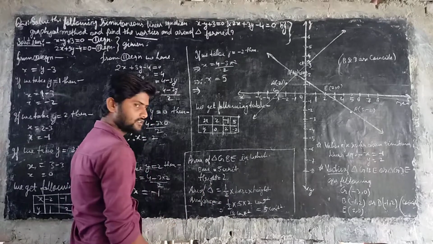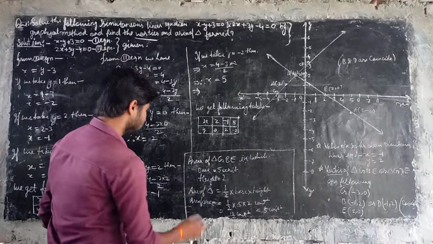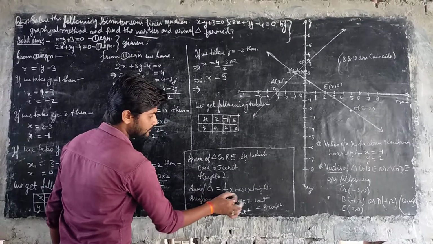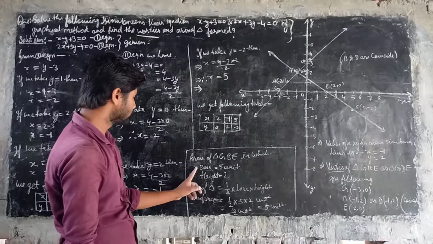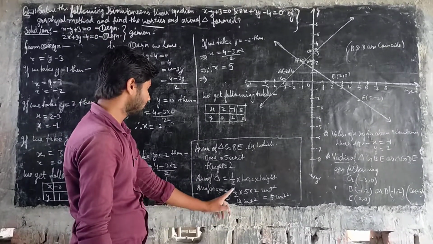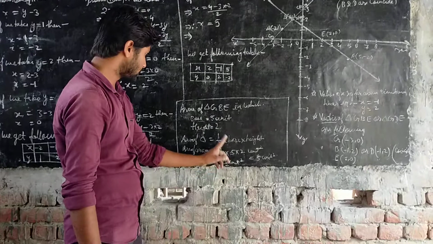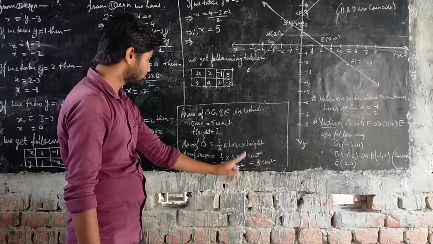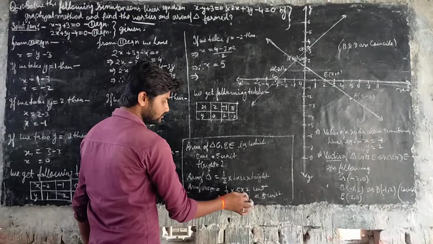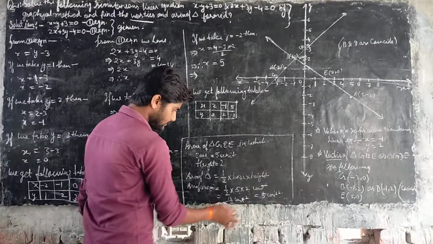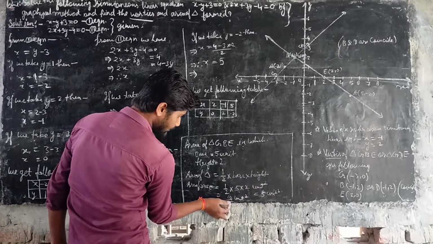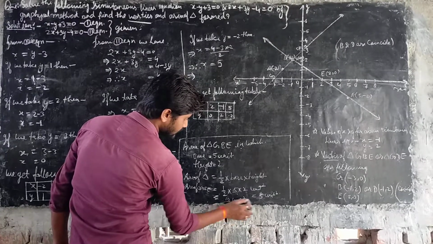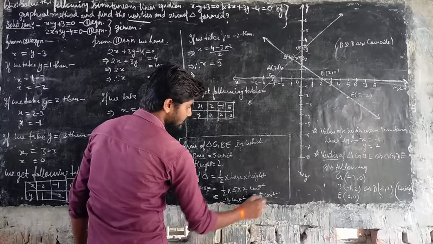Now we know that the area of a triangle is half multiplied by base into height. So the area of triangle GBE is half multiplied by base 5 units and height 2 units, and the unit is unit square. Here 5 times 2 is 10, and 10 divided by 2 gives 5 unit square. This is the area of the triangle.